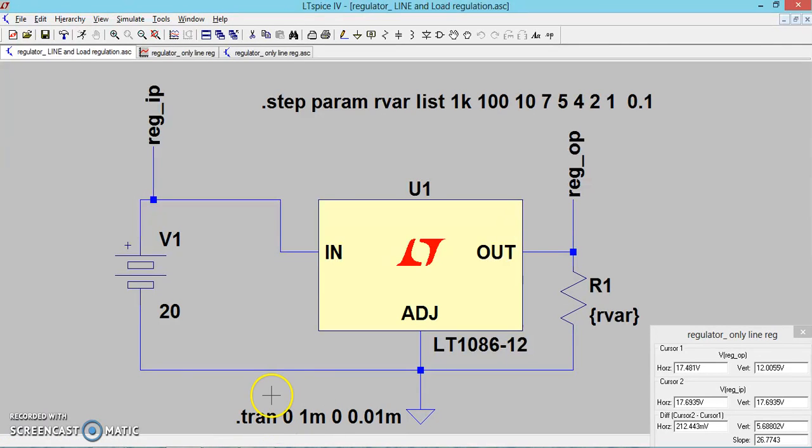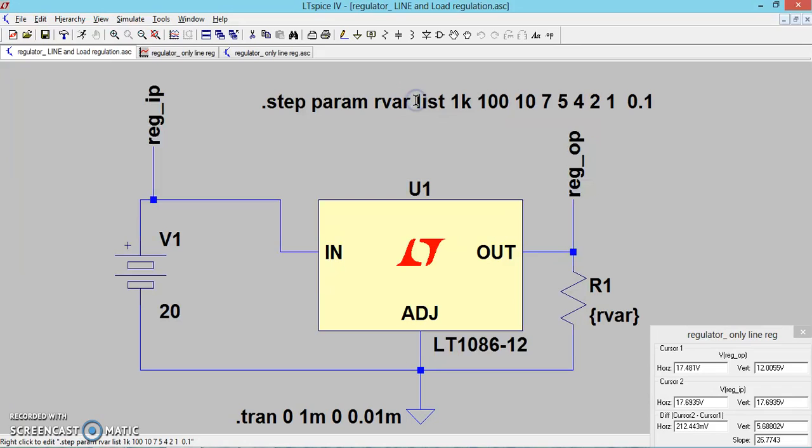With .tran you are seeing the time up to 1 millisecond, and what is the response of your output. This is your input to the regulator. See here, the R1, which was constant earlier as 1K for line regulation, has now been made a variable resistor, and this parameter RVR is varied using this .step command. See here, this is .step param, RVR is varied. Now here it is given as a list.